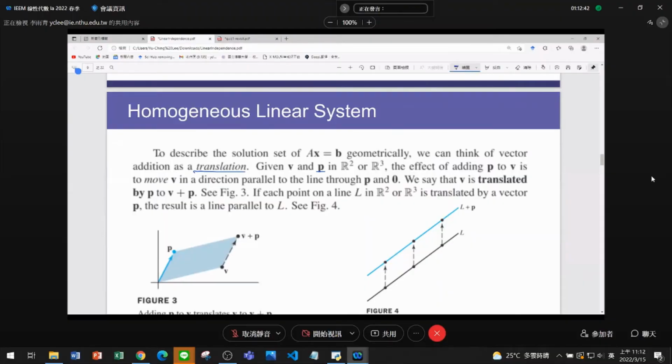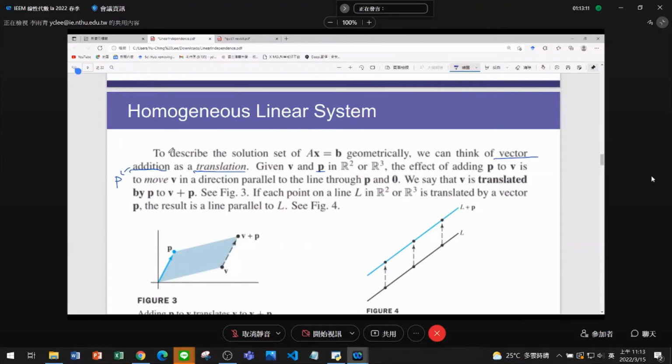Here it says that to describe the solution set of AX equals B geometrically, we can think of vector addition as a translation. The vector addition means vector P, the general solution XV plus a P, and the added P is regarded as a translation.